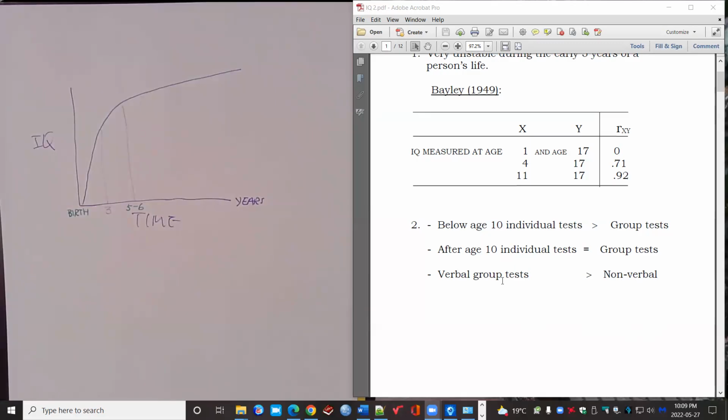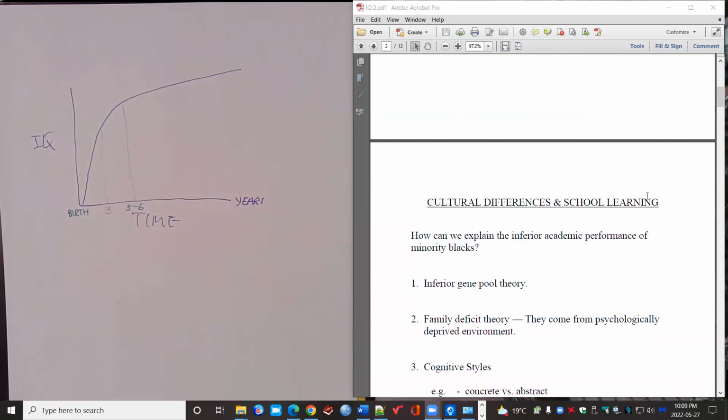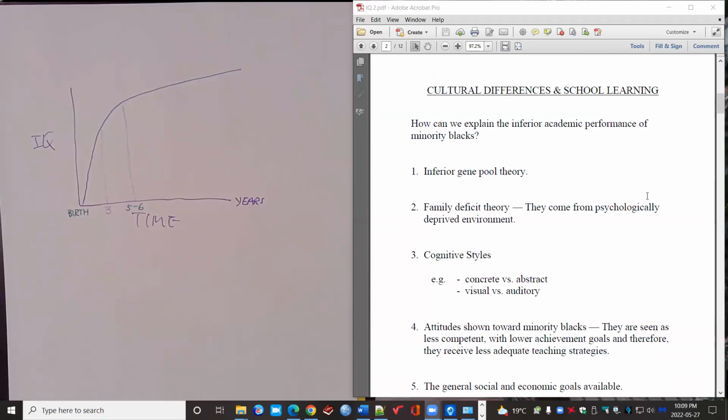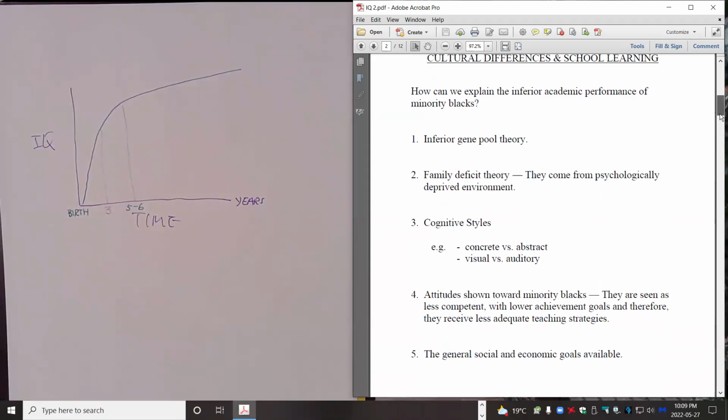All right, I remember the test that I've given you here. What is it? The Raven's Progressive Matrices, that kind of one, non-verbal, is that right? And Cattell, non-verbal. And there are other non-verbal IQ tests. Okay, let's take a look at cultural differences and school learning.